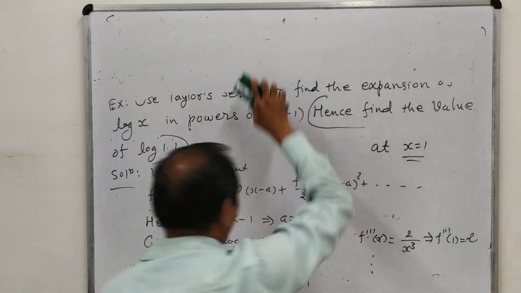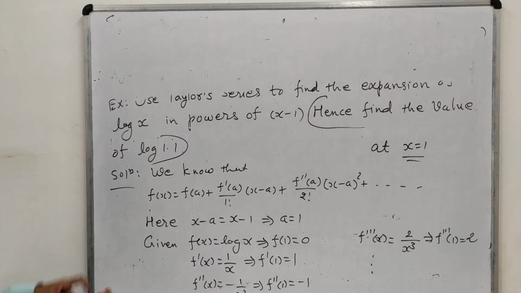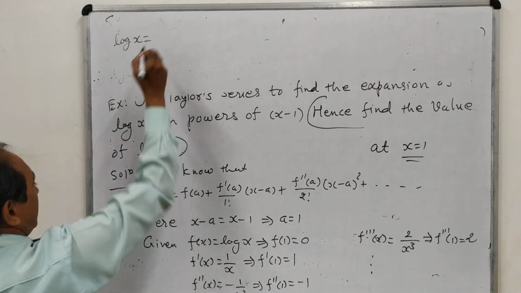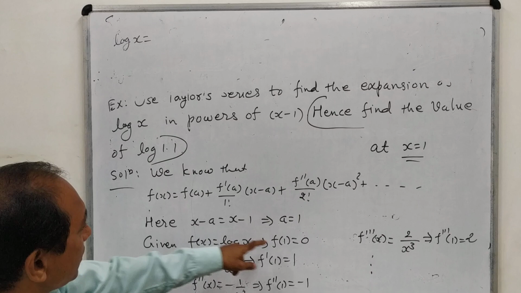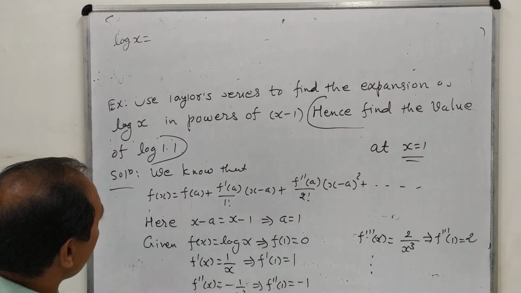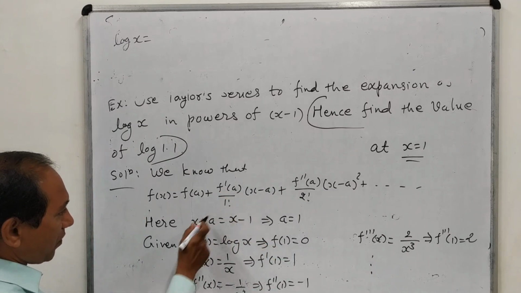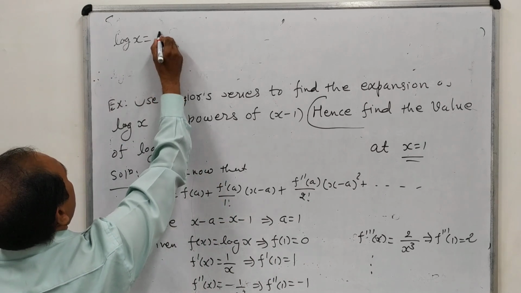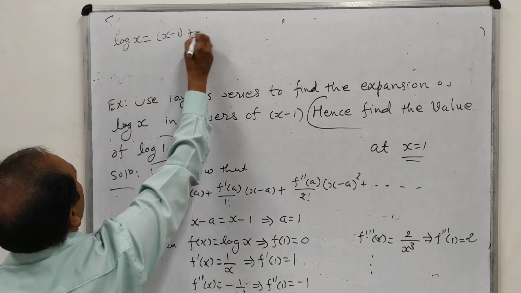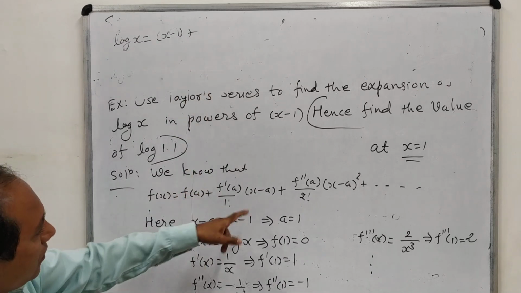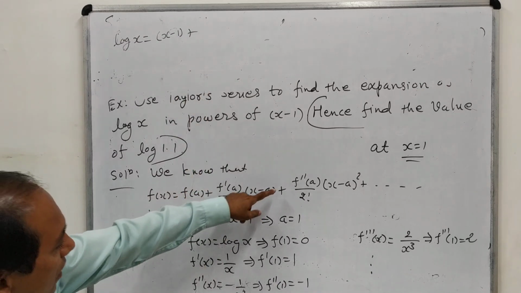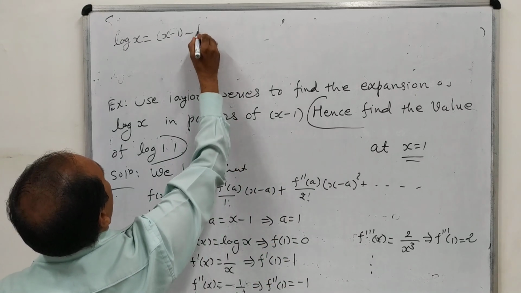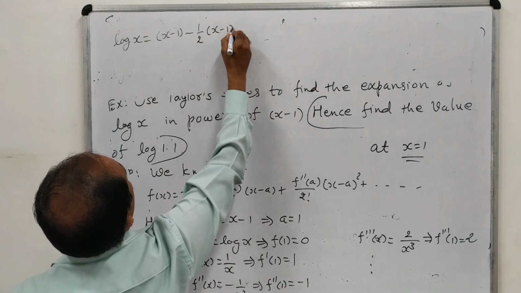So now we substitute their values in the formula. f(x) is log of x. f(a) is 0, so we will not write that down. f'(a) upon 1 factorial: it is 1, and 1 upon 1 factorial is 1 only. So (x minus 1), where a equals 1. f''(a) is minus 1, so minus 1 half (x minus 1) whole square.